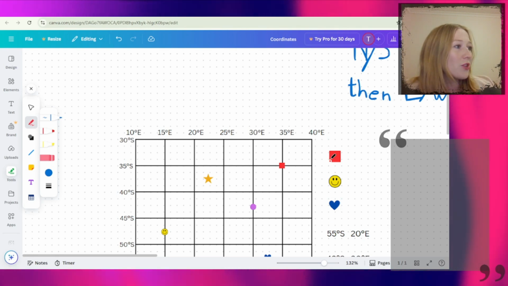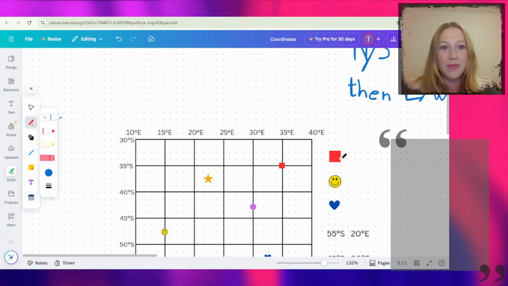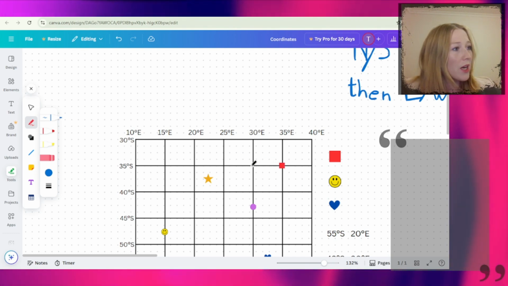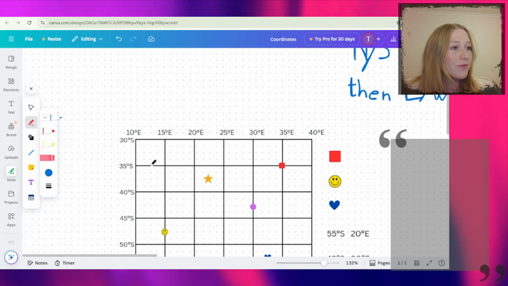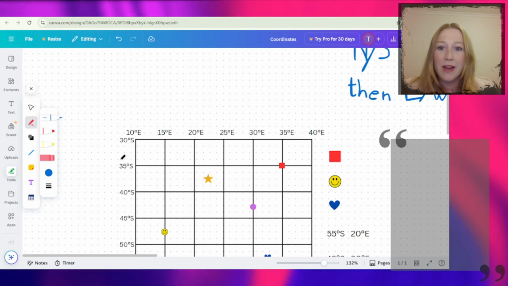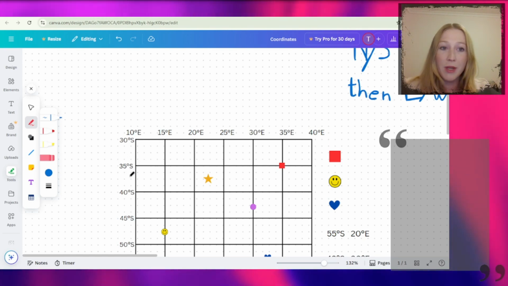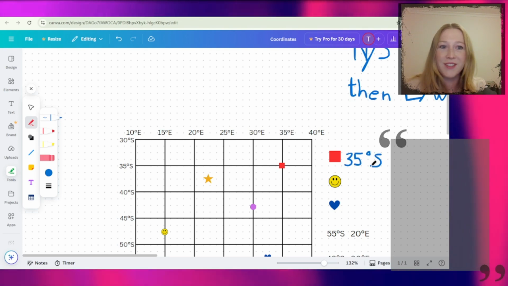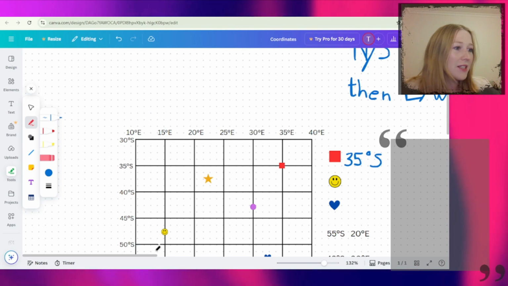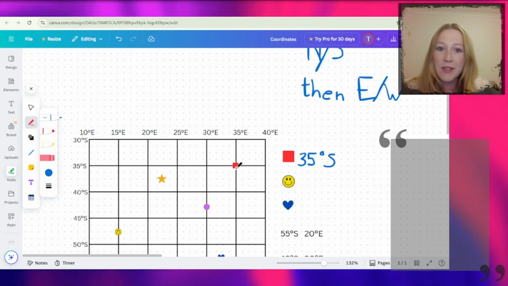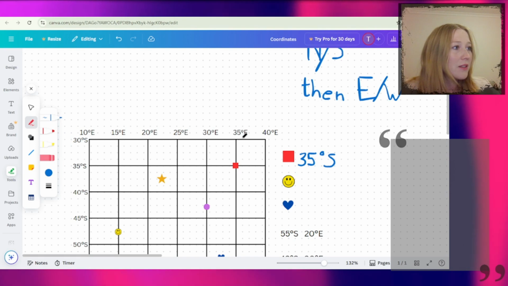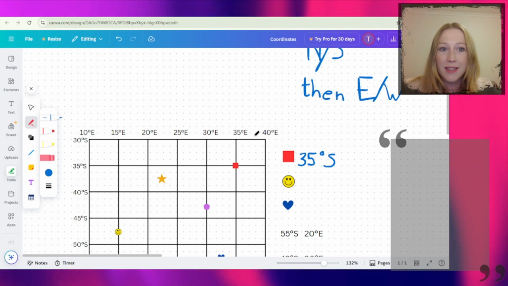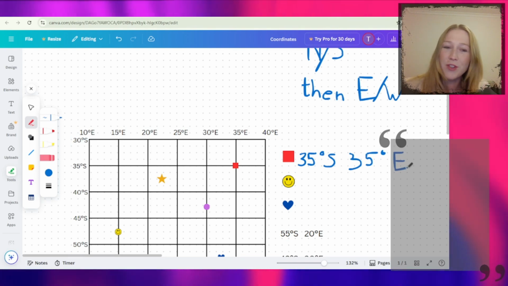We're starting with a little red square. Here is my little red square. So I'm just going to draw a line across, and here is my value. So I can see that my red square is 35 degrees south. Fantastic. Then we look at east and west. There's my little red square. There is my east. So it's 35 degrees east. There we go. We got our first answer.